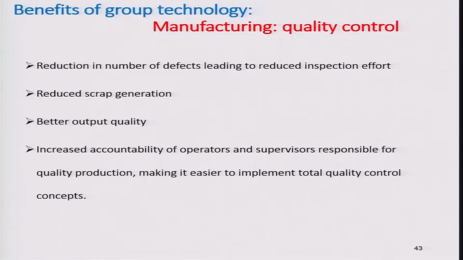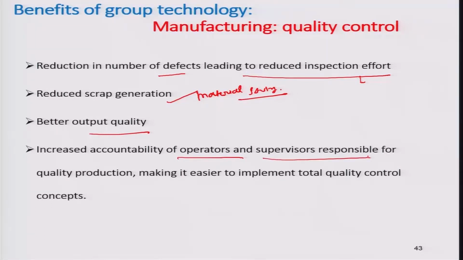Quality control: if you use group technology, overall quality will always improve. Reduction in the number of defects leads to reduced inspection effort. Because all products are machined well, failure of parts is very low, so inspection time is reduced. Scrap generation is reduced, so material is saved. You get better output quality and increased accountability of operators and supervisors responsible for quality production.